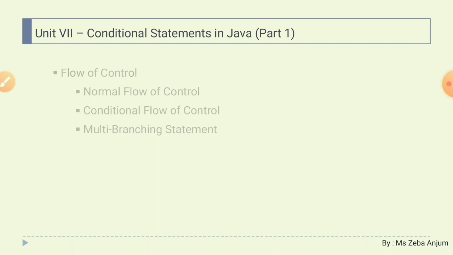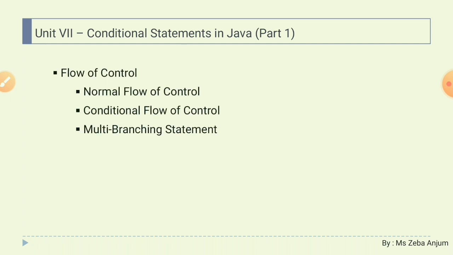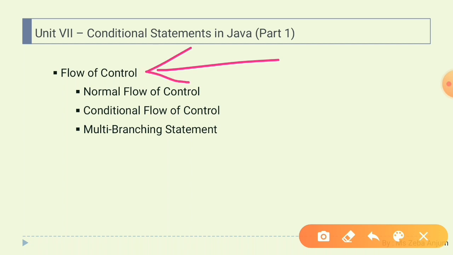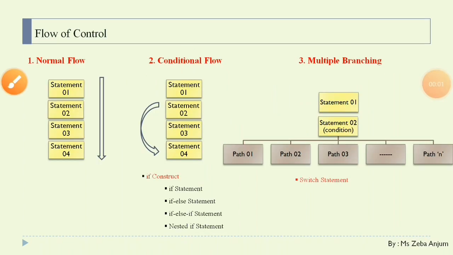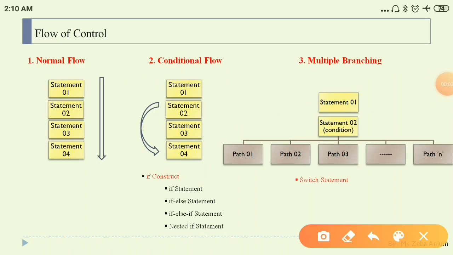Okay, so over here we are going to see your flow of control, and this is a major topic of this chapter. In this one we are going to see three major controls, that is normal flow of control, conditional, and multi-branching statements also. We have some minor topics in those major topics, so let us see each of them one by one. Okay, so students, see over here your flow of control. It basically determines in what way, in what manner your program is going to be executed.